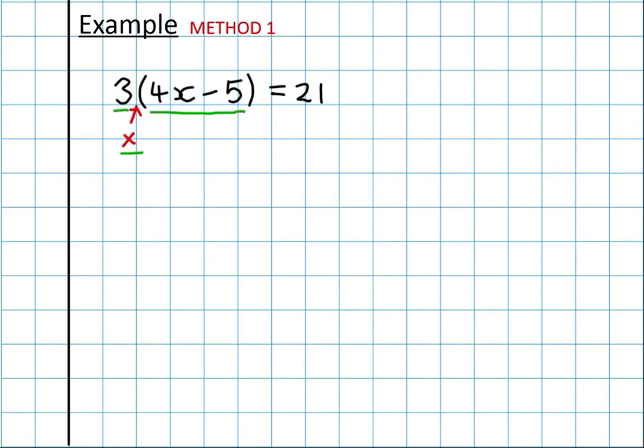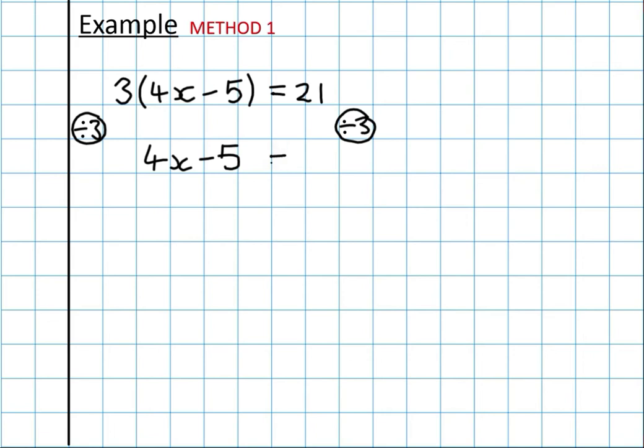And so we can remove the multiply by 3 by doing the opposite, which is dividing by 3. If we divide by 3 on the left-hand side of the equation, we must also divide the right-hand side of the equation by 3. So when we do 4x minus 5 times 3 and then divide by 3, these parts cancel out, leaving us with just 4x minus 5 on the left-hand side.